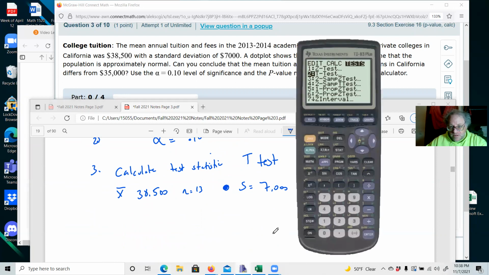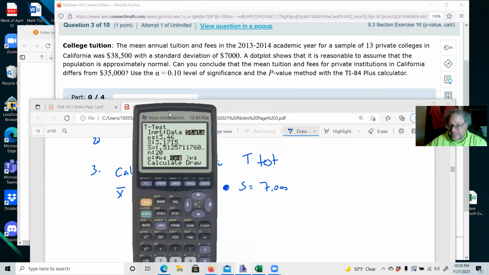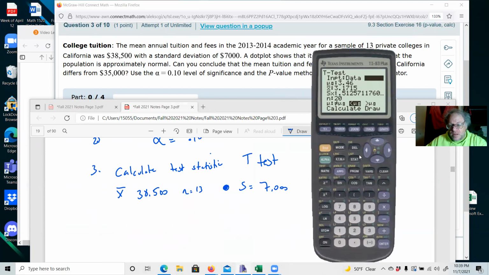Let's go back to our calculator here. We have a t-test. We're not going to give it data. We're just going to do stats, because we only have some really surface level statistics on it. They didn't give you 13 numbers. So we're going to say mu is equal to 38,500.